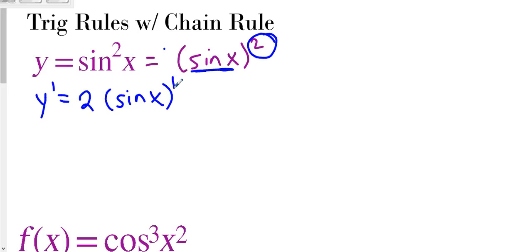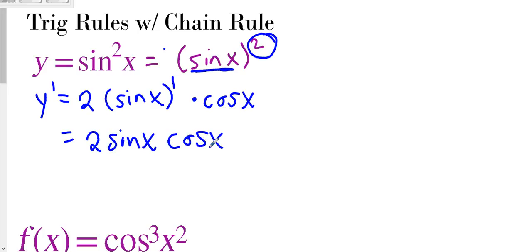Okay? Then we multiply by the derivative of the inner. So we did d outer, we need to do d inner. The derivative of sine is cosine x. So to simplify this, we can write it all in one line as 2 sine x cosine x. It does not matter what order you write the sine and cosine.